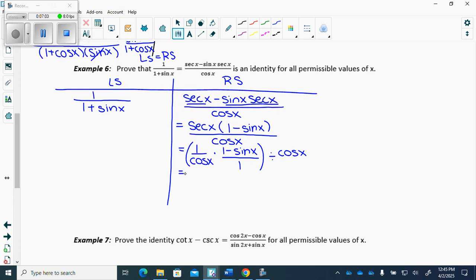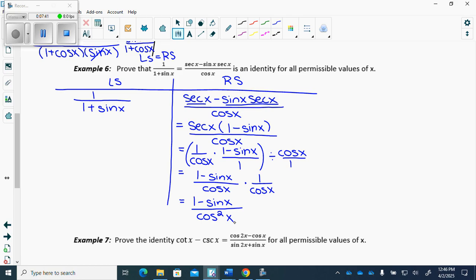Now, I can rewrite this as 1 times that is just 1 minus sine x over cos x times 1. This is times 1 over cos x. So it equals 1 minus sine x over cos squared x. Then I get stuck, right? So I look to my left side and I say, is there anything I can do?